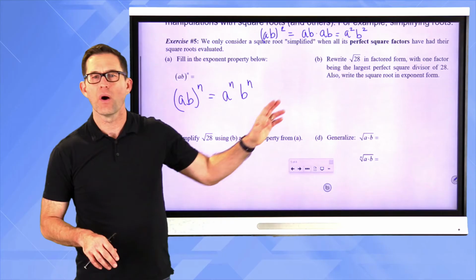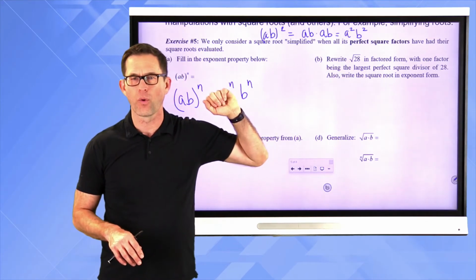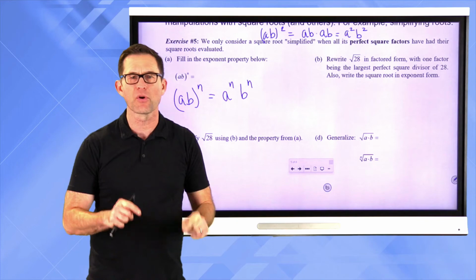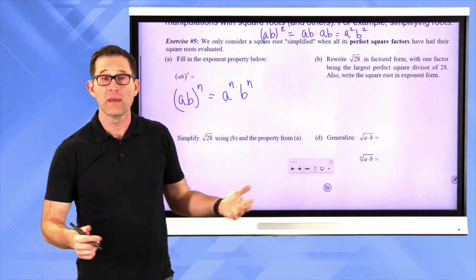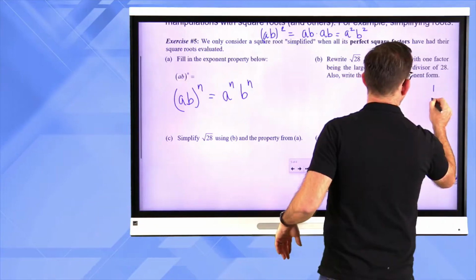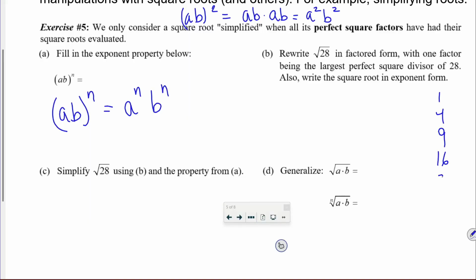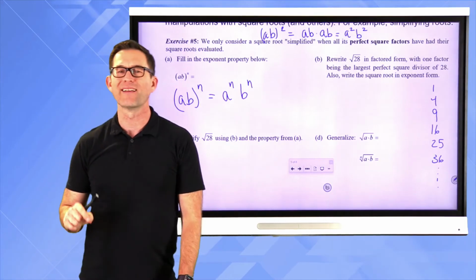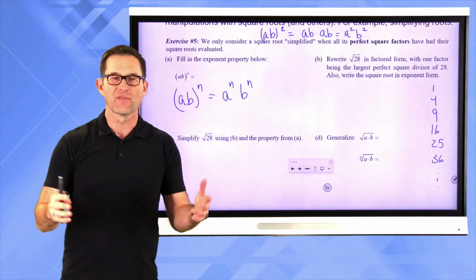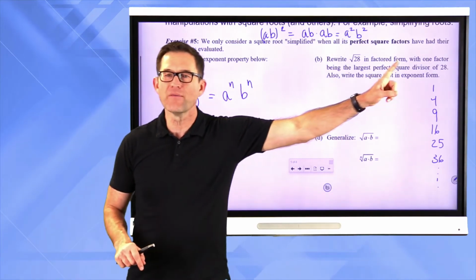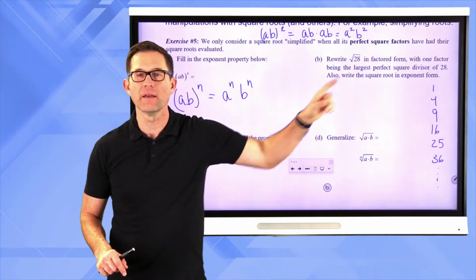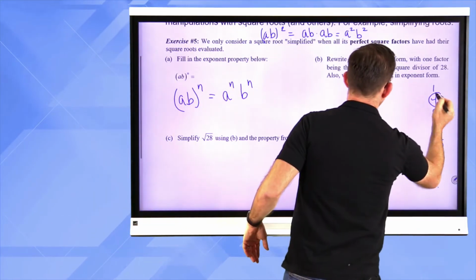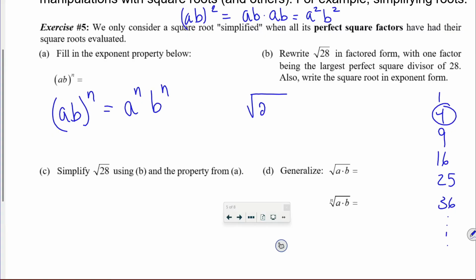All right, so I want to write this down in factored form with one of the two factors being the largest perfect square that divides into 28. Now keep in mind, the perfect squares are 1, 4, 9, 16, 25, 36, etc. You want to think about perfect squares as being nice numbers to take the square root of. Now the biggest one of these that divides into 28 happens to be the number 4. So I can write the square root of 28 as the square root of 4 times 7.